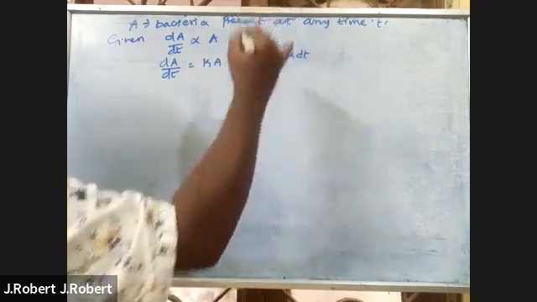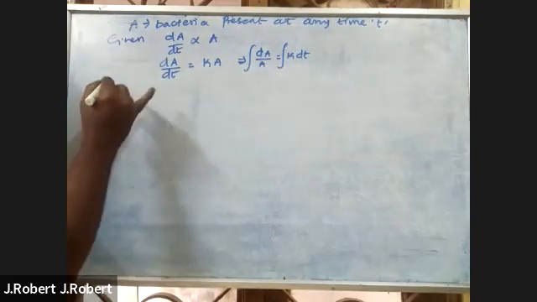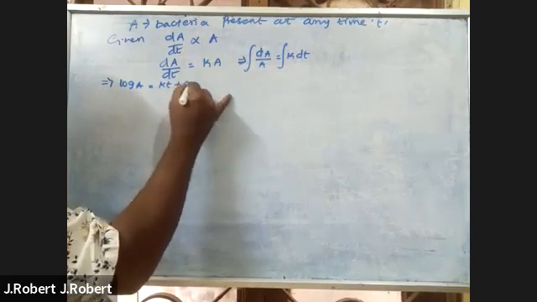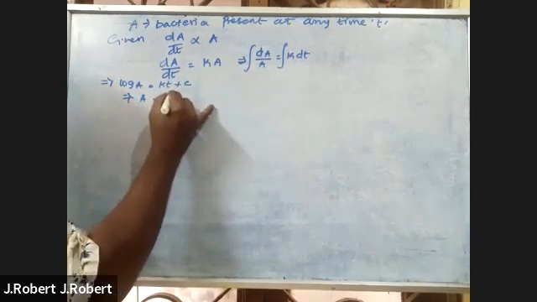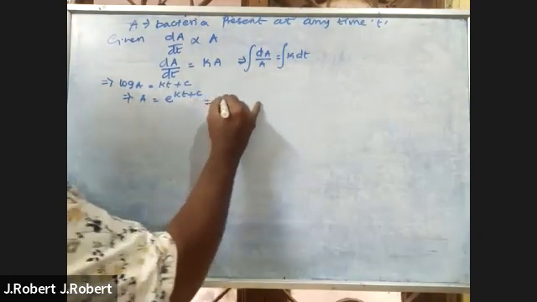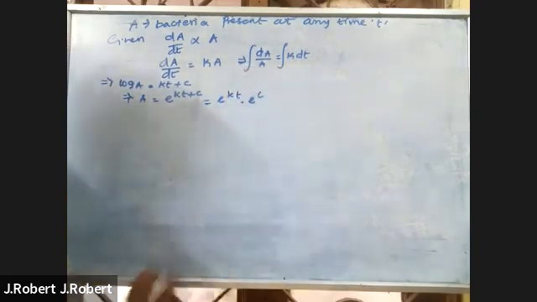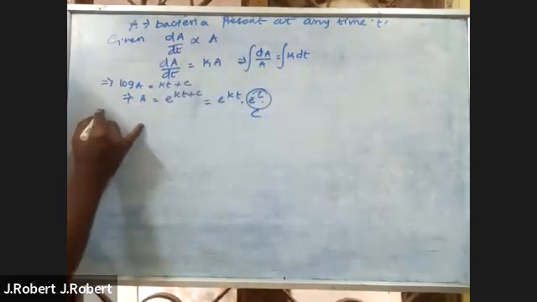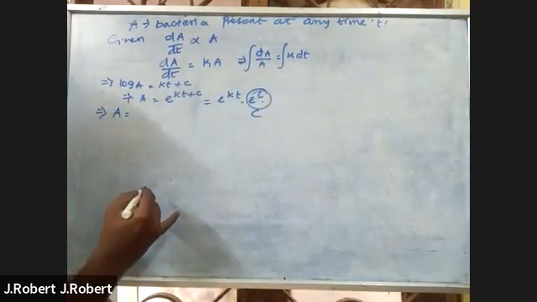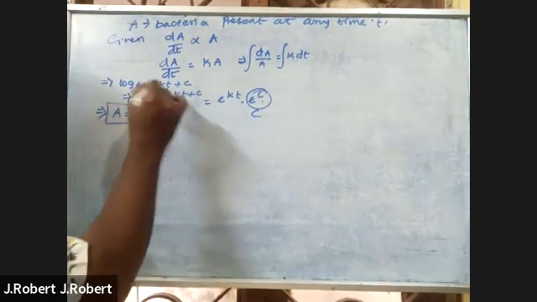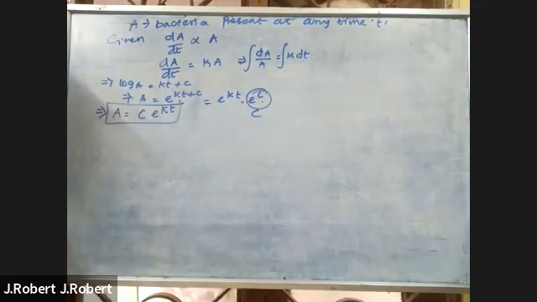Now the variables are separated. Integrating on both sides, log A is equal to Kt plus C. I want to find A, which is equal to e power Kt plus C, correct? Logarithm by e power. You can write this as e power Kt into e power C. e power C is also a constant. I denote this by capital C. Therefore, your A value becomes C into e power Kt. So this is the solution we have found using differential equations: A is equal to C e power Kt.